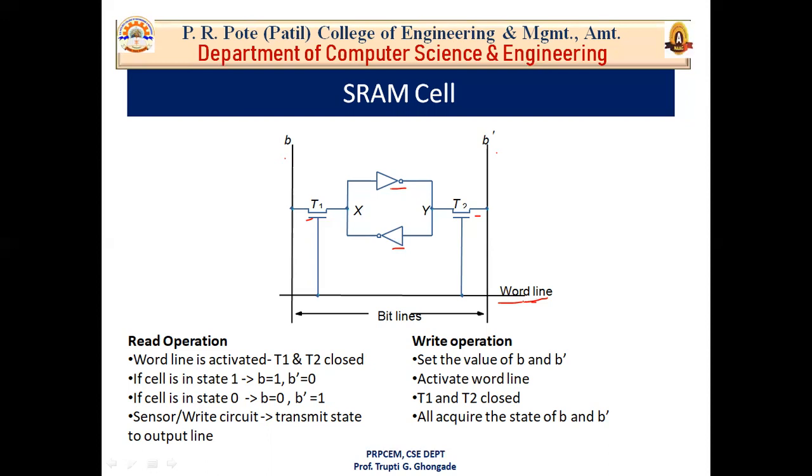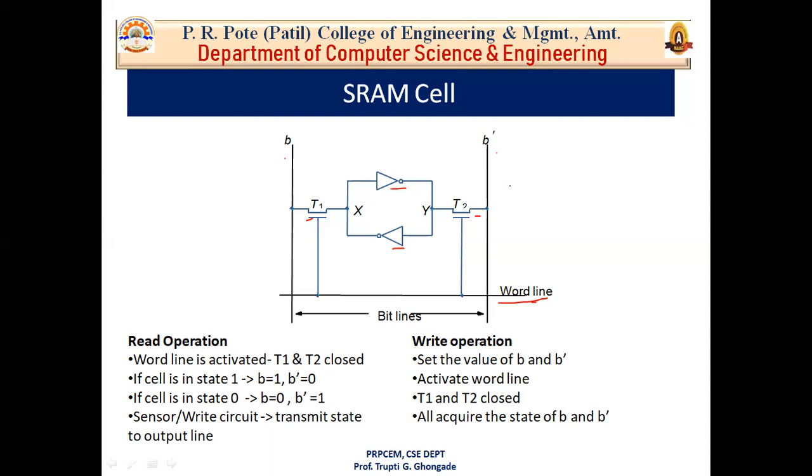First, the word line is activated, that is this T1 and T2 both the transistors are closed. Closed means they are in on condition. So when the word line is activated, T1 is closed and T2 is closed. That means T1 is on and T2 is on. So whatever there is in the cell is given to this B and B dash.